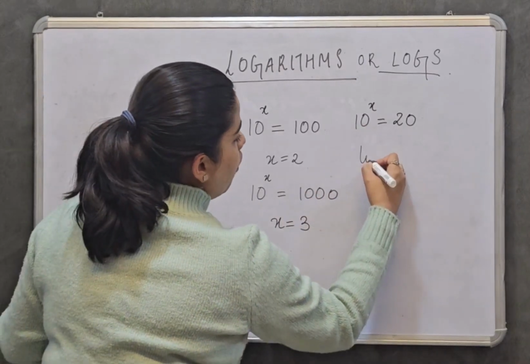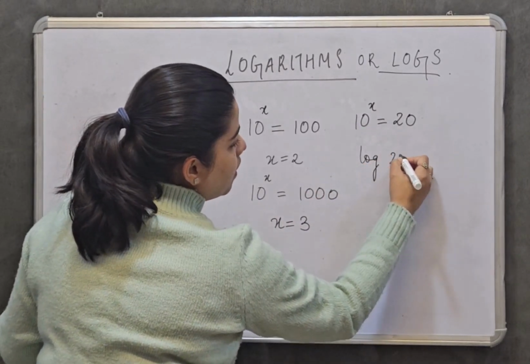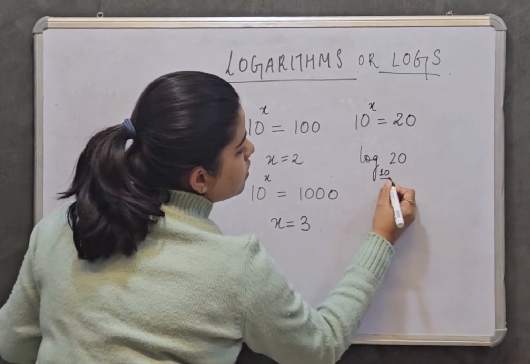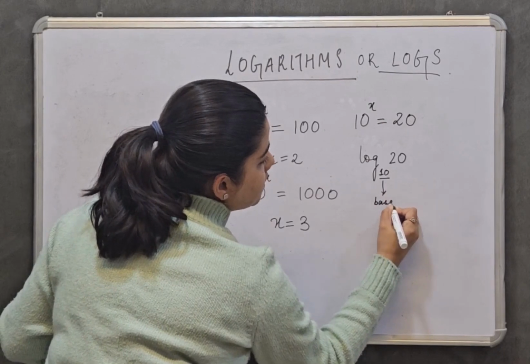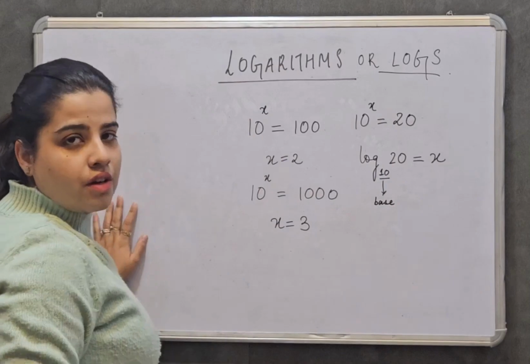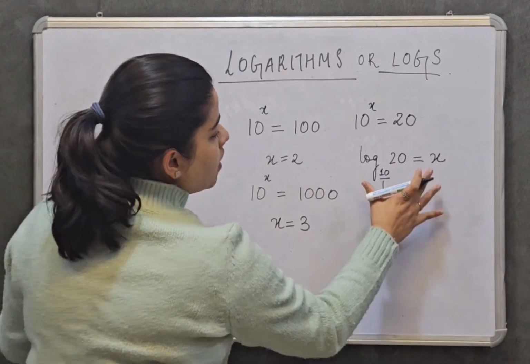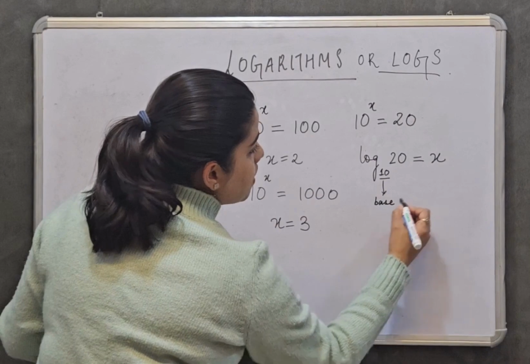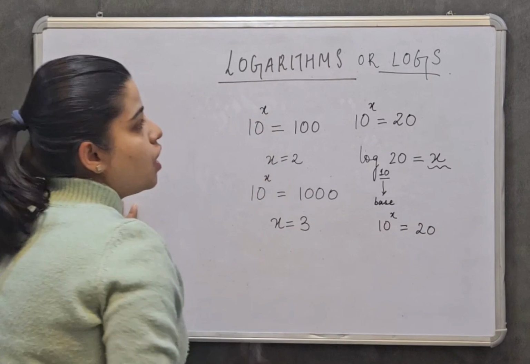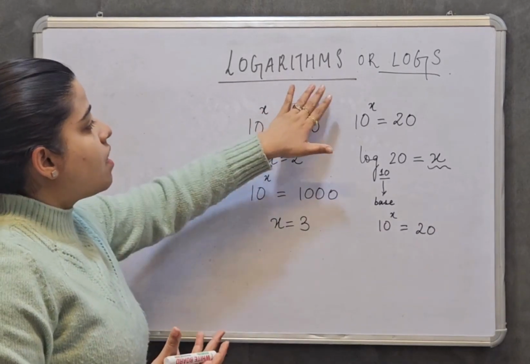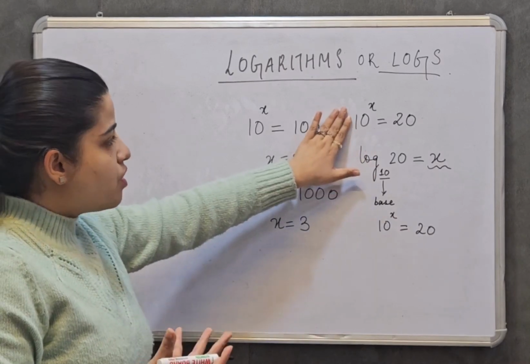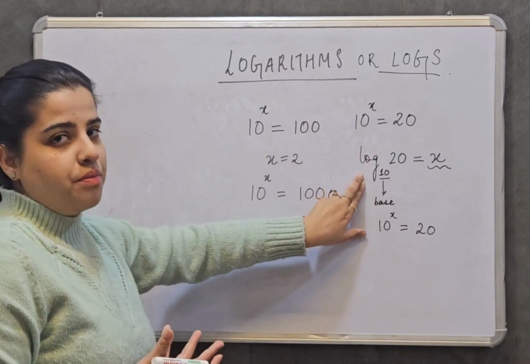So we'll write log of 20 to the base 10. The number which we write just beside this log is known as the base. So we say it as log 20 base 10 is equal to x. Here, this expression means that base to the power x is equal to 20. So we can see that logarithms are just the rearrangement of exponents. If we rearrange the exponent form, we get the logarithmic form.